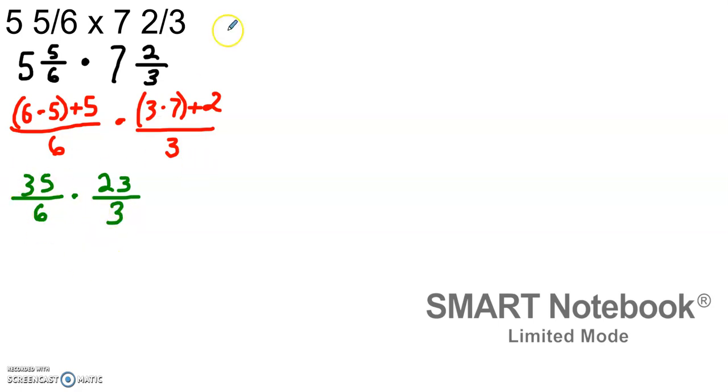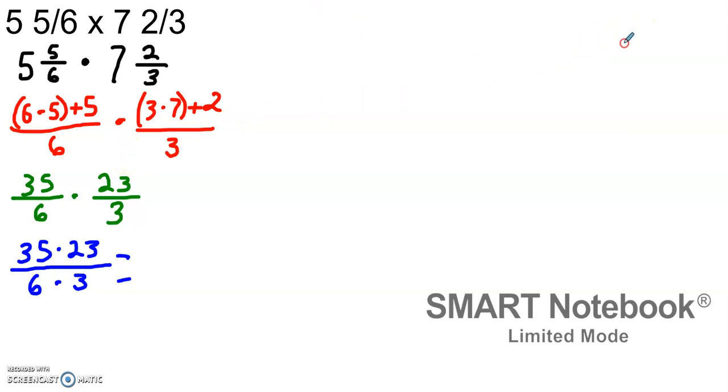Now I just multiply straight across. Okay, so I'm going to do 35 times 23 in my numerator because I want to stay in the same lane, numerator to numerator, denominators to denominators. And then here we have 6 times 3. And again, I can do the bottom pretty easy. We know that 6 times 3 is 18, but 35 times 23 is a little bit more difficult.